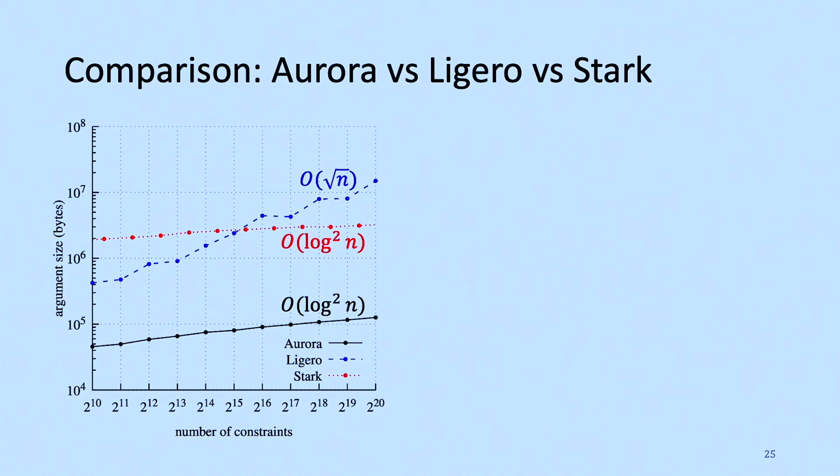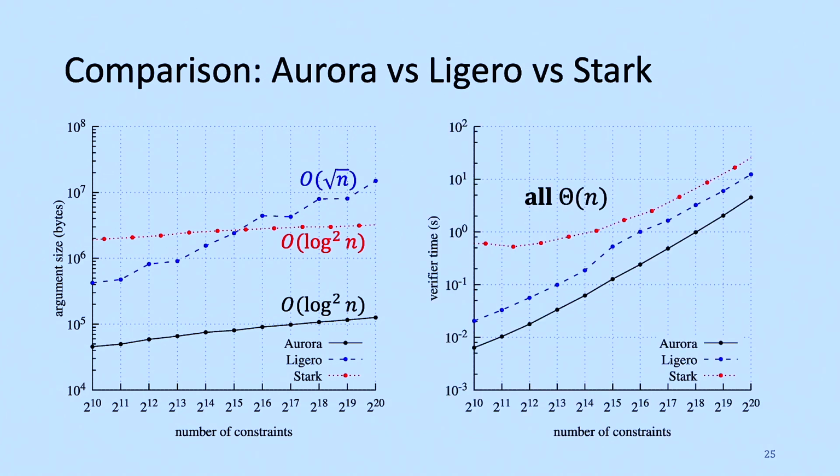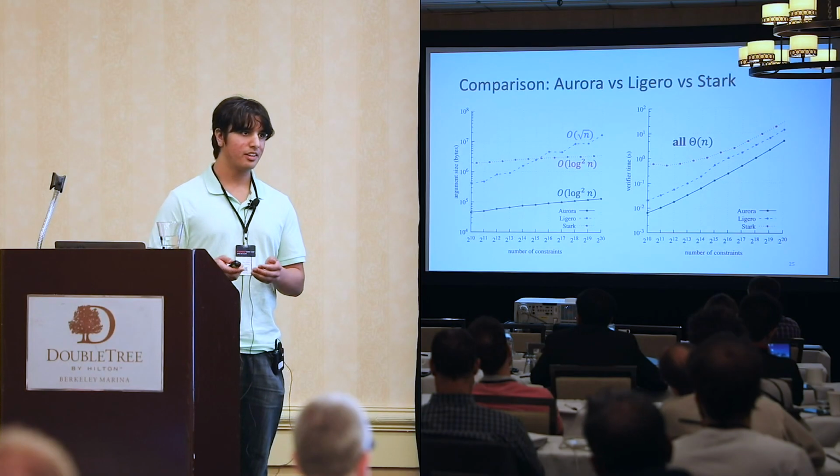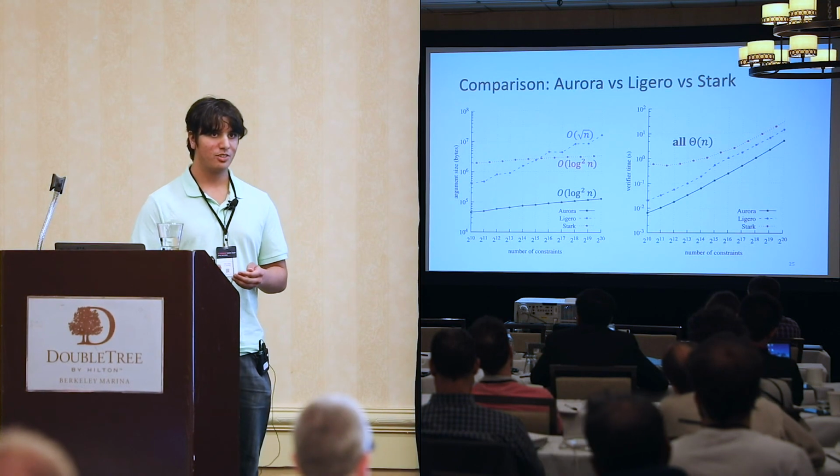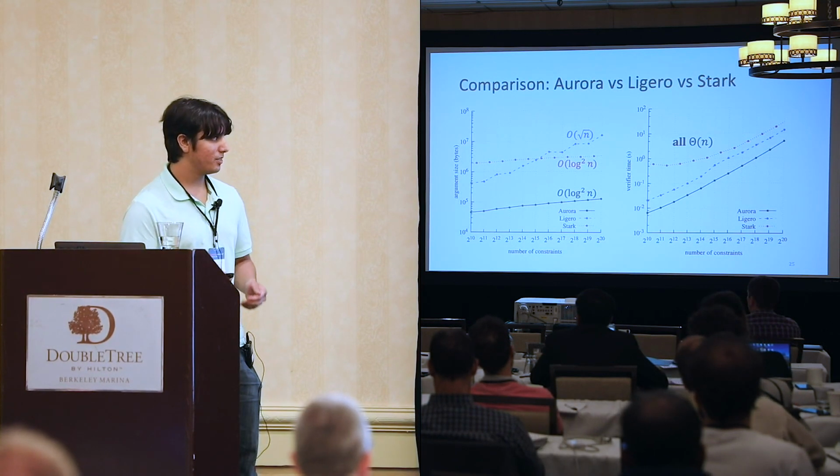And then we can also see the verifier time. So we see that they all run fairly fast. And they're also all linear because, as Nick had noted earlier, they all have to read the circuit. So you can't hope for anything better than linear.